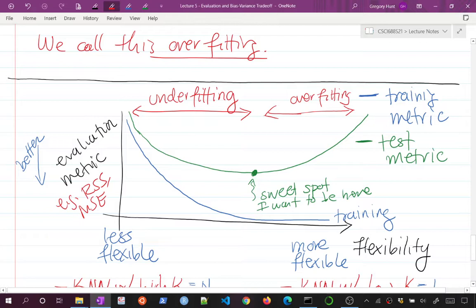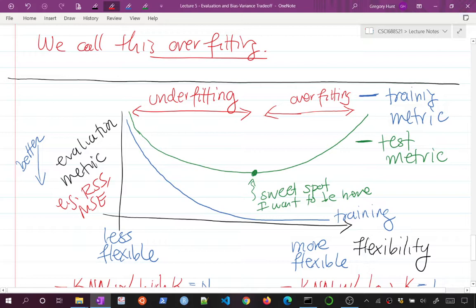And really, we want to do neither. We want to hit that sweet spot. We're minimizing, so you notice this is the minimum. This test metric is basically the curve of expected risk, or the curve of empirical risk. We basically want to hit the minimum of that, right?